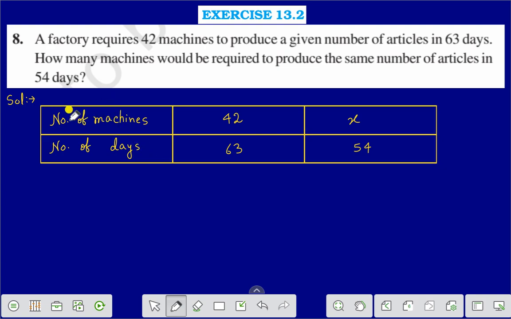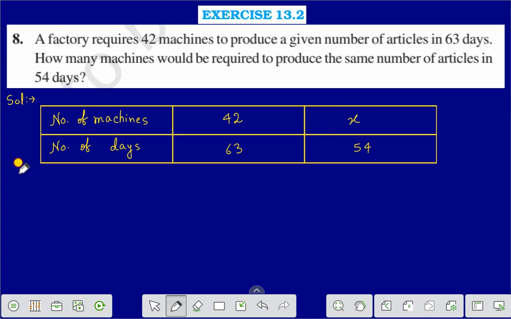We make a table of the number of machines and the number of days. When the number of machines is 42, the number of days to make the given number of articles is 63. When the number of days is 54, you have to find the number of machines. Let the number of machines be x.